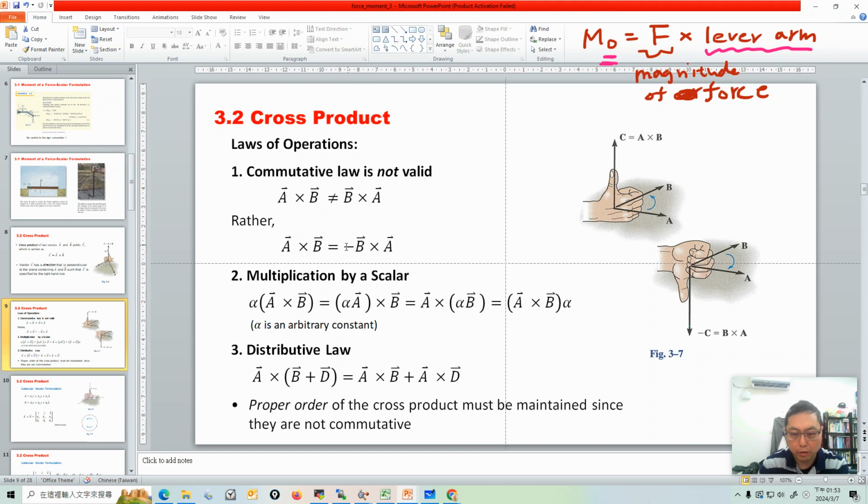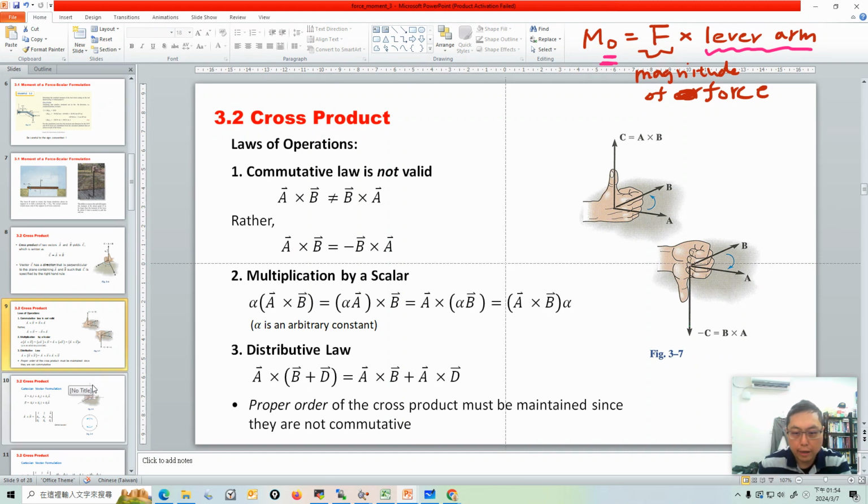That's the most important operation rule for the cross product: A cross B is not equal to B cross A. The order of the cross product cannot be reversed, since it will generate different results. On the other hand, for a dot product, A dot B equals B dot A, no problem. Here is one sentence from the textbook: proper order of the cross product must be maintained since they are not commutative. That means the sequence A B is not equal to B A.